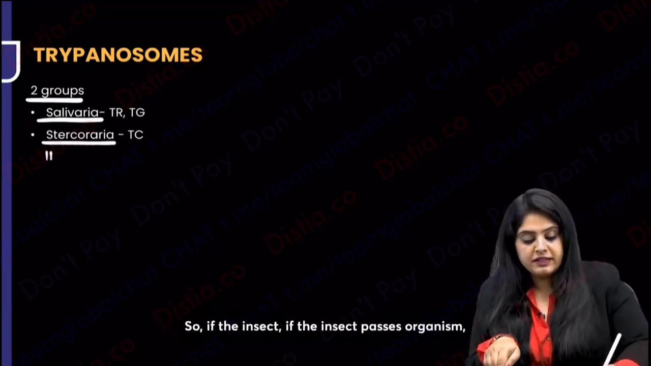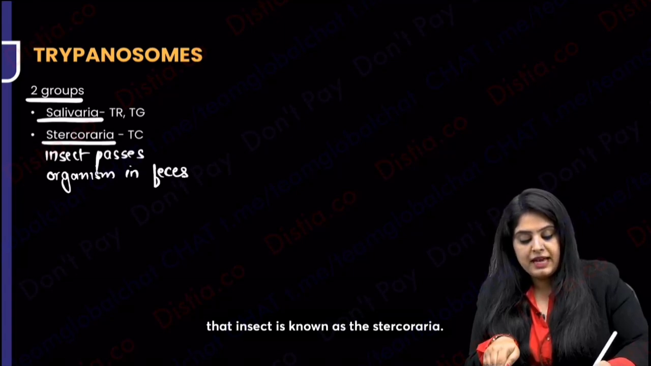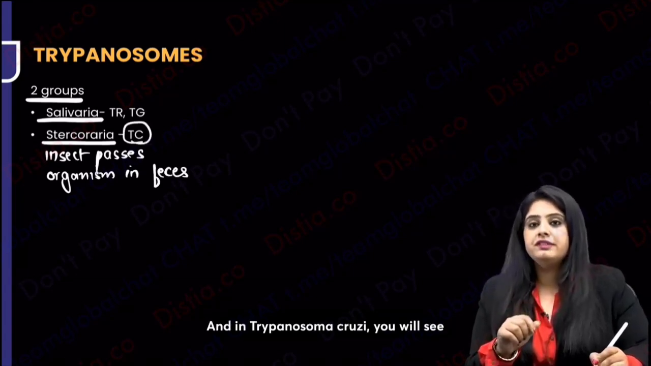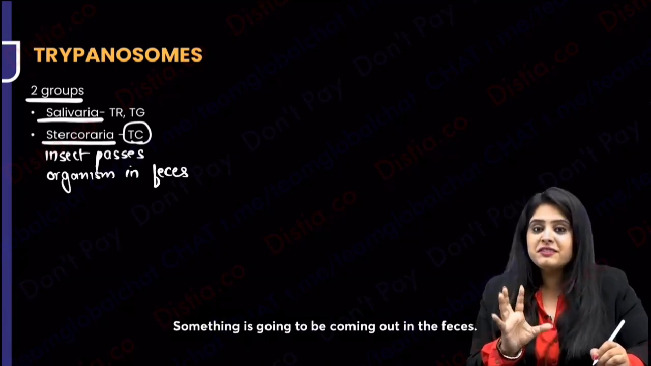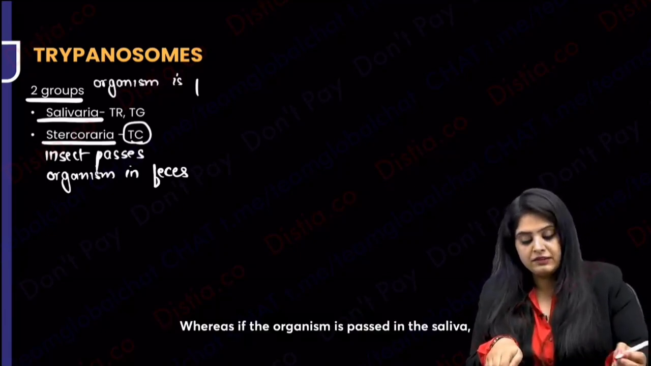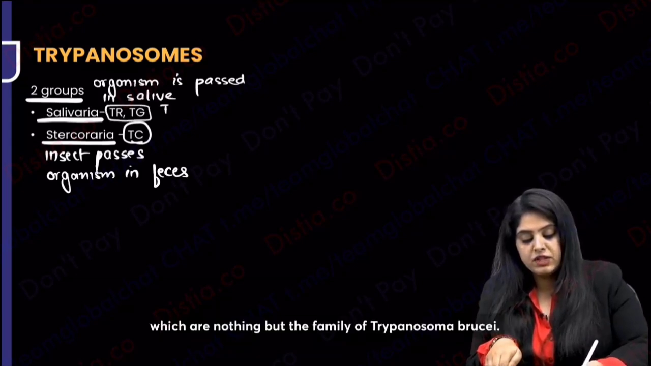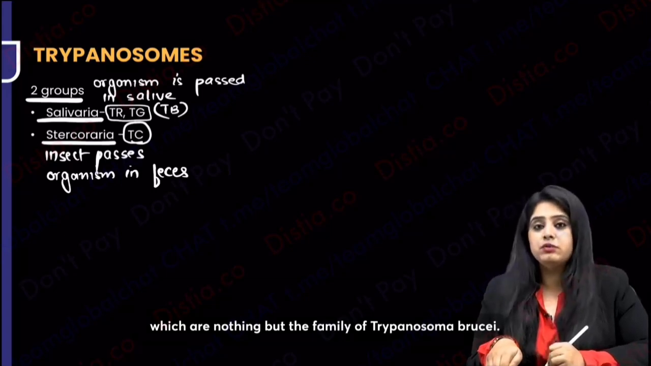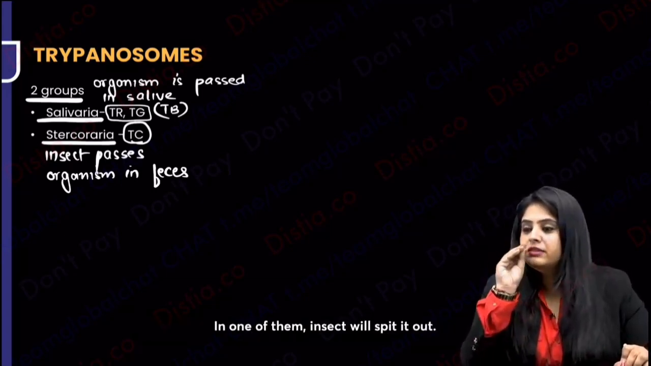If the insect passes the organism in the feces, that insect is known as stercoraria. And in Trypanosoma cruzi, you will see that something is going to be coming out in the feces, okay? Whereas if the organism is passed in the saliva, that is something you will see in these two Trypanosomas, which are nothing but the family of Trypanosoma brucei. So in both, there will be some insects. In one of them, the insect will spit it out.